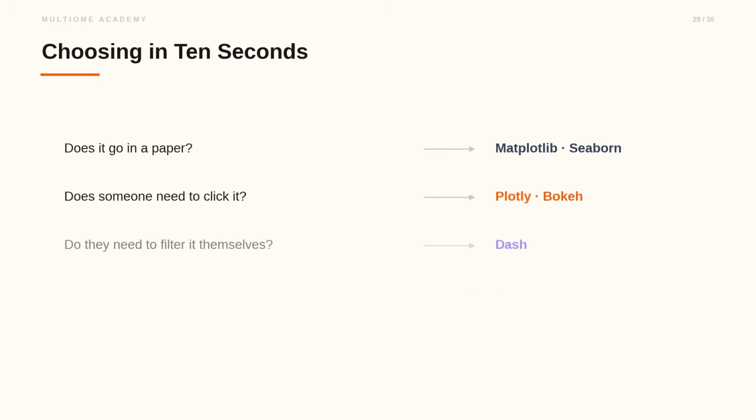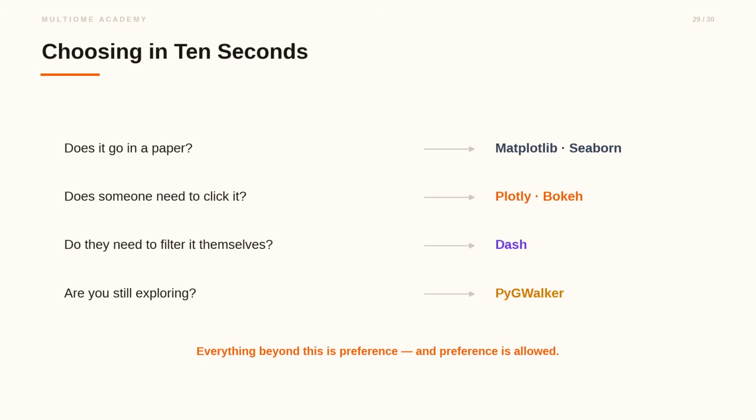So the decision takes about 10 seconds. Does it go in a paper, Matplotlib or Seaborn? Does somebody need to click it, Plotly or Bokeh? Do they need to filter it themselves? Dash. Are you still exploring the data? PyGWalker. Everything beyond that is preference, and preference is allowed.